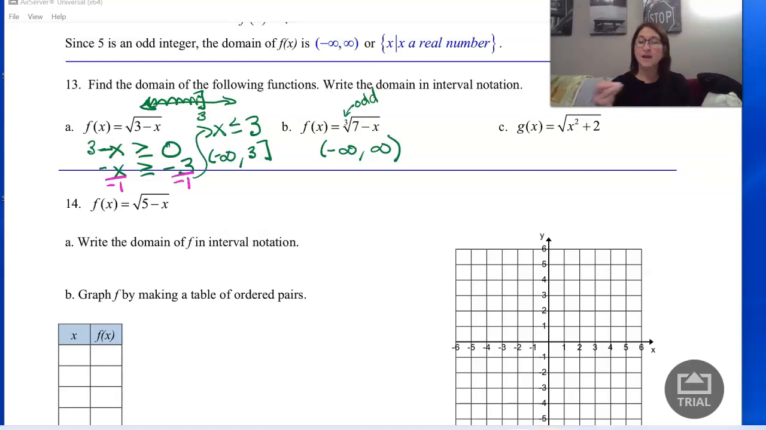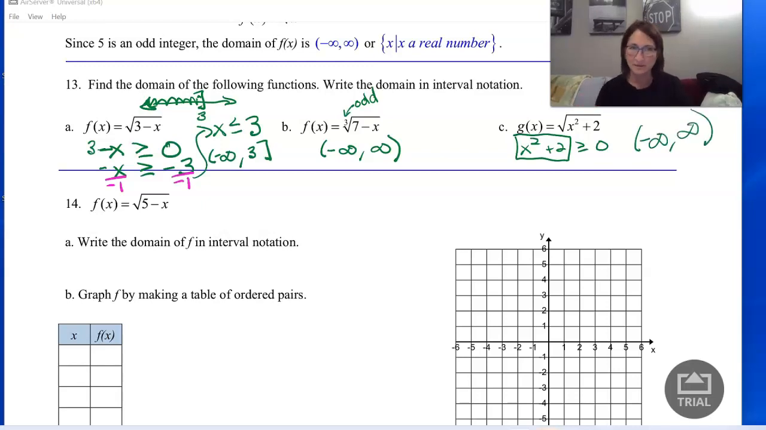For G, if I take x squared plus 2 is greater than or equal to 0, because it's an even index. If you think about that, there is no number that x can be that is going to make that value negative. It's always going to be positive. And so there are no restrictions, and our domain is negative infinity to positive infinity.